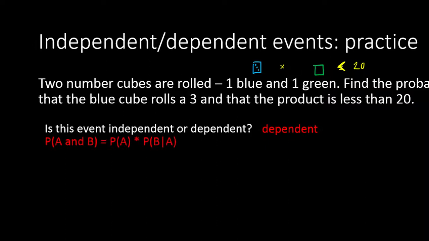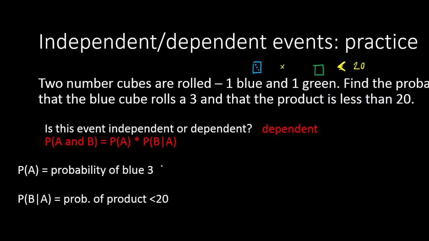So I need to find the probability of A and the probability of B given that A has happened. I'm going to say the probability of A is just the probability that blue is 3, right? So the probability that blue is 3 is a 1 in 6 shot, right? And we can see that pretty easily. There's 6 faces to a die. I want to know what the probability of getting 1 specific face is, so the probability is 1 in 6.